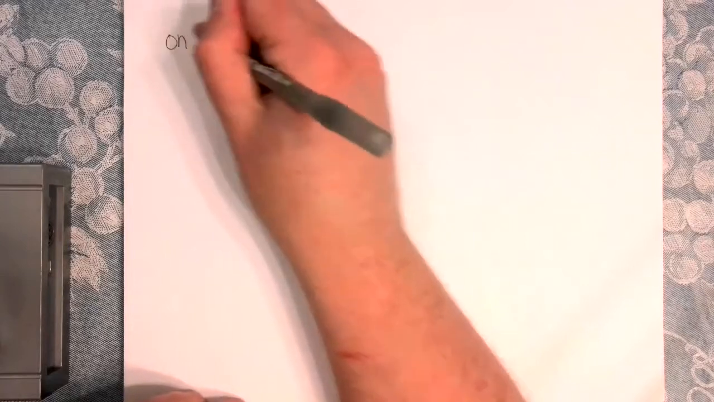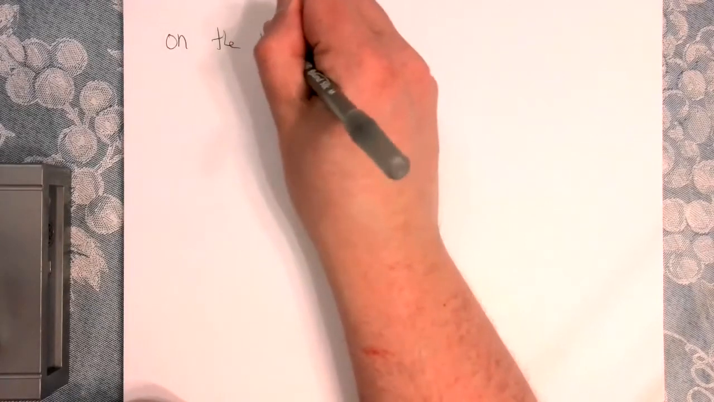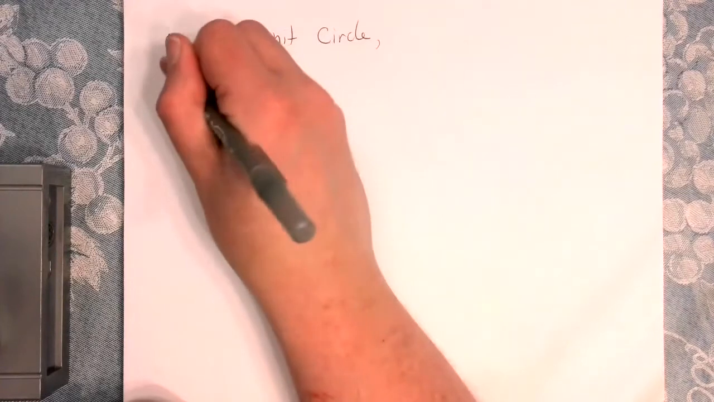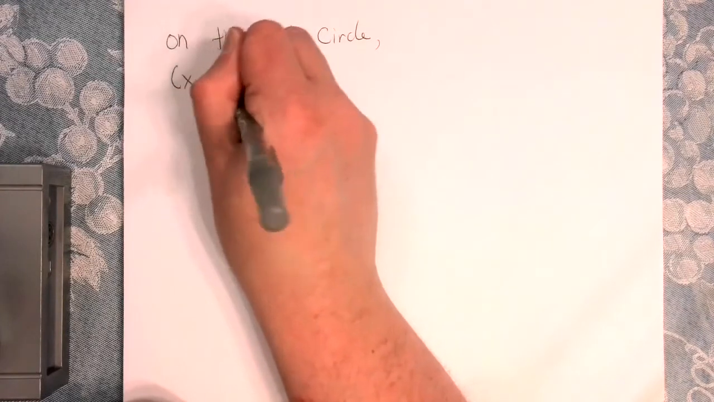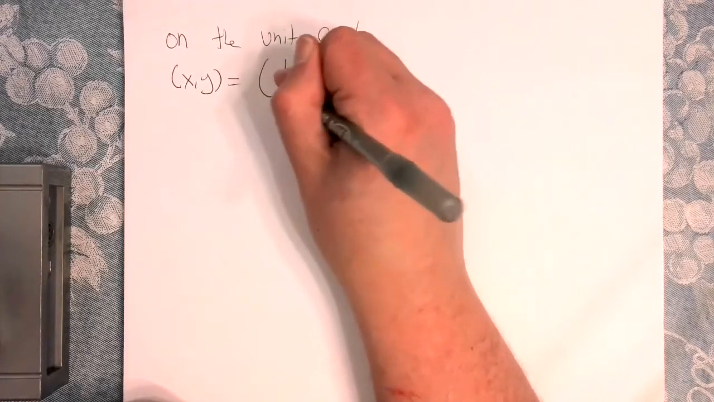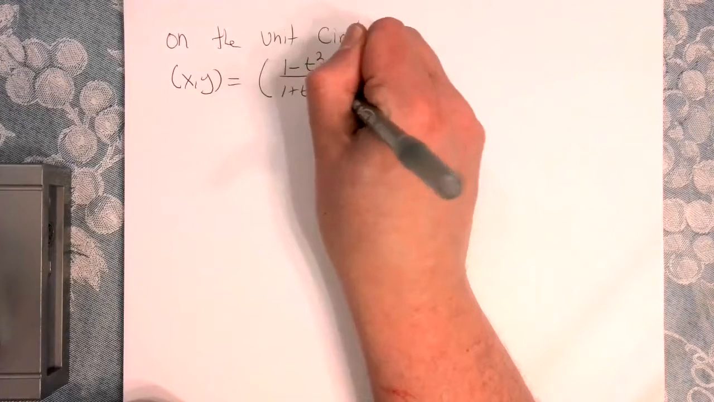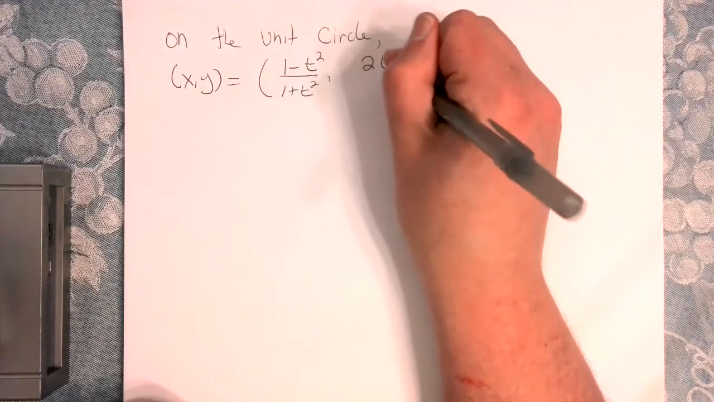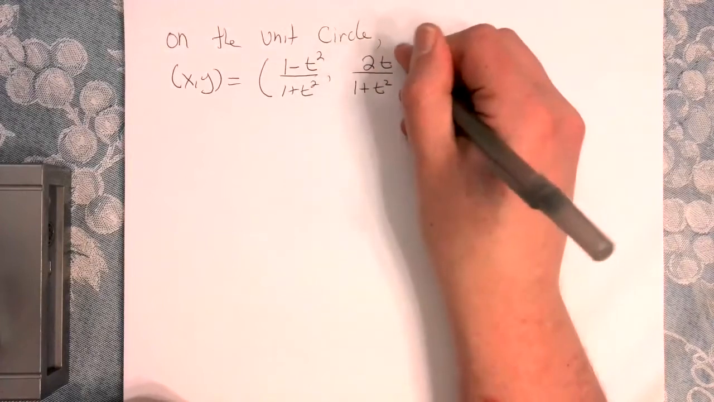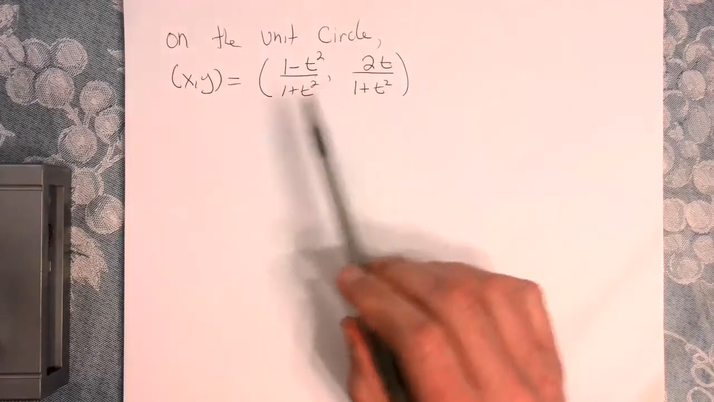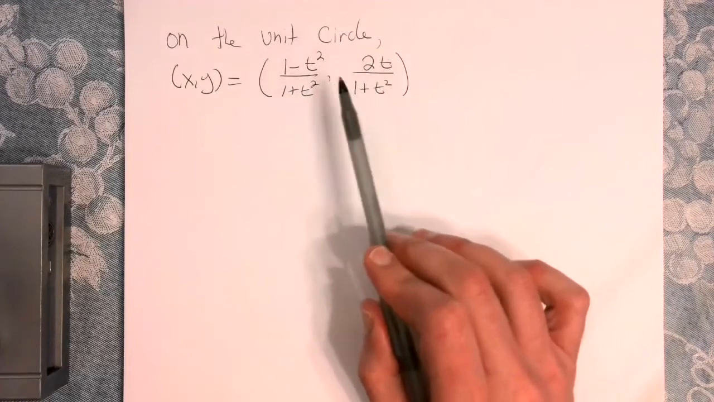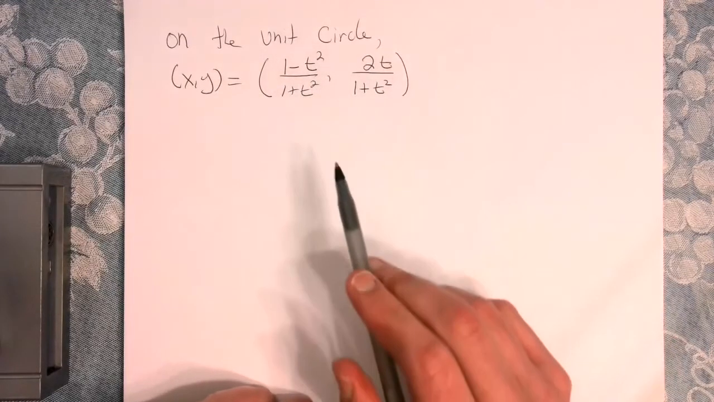And so, yeah, on the unit circle, xy is equal to, so we found x to be 1 minus t squared over 1 plus t squared. And we found y to be 2t over 1 plus t squared. Now you can check this will satisfy x squared plus y squared equals 1. That might be a good exercise to check.